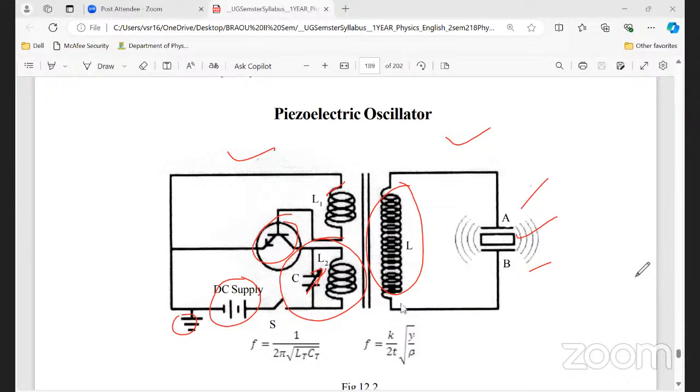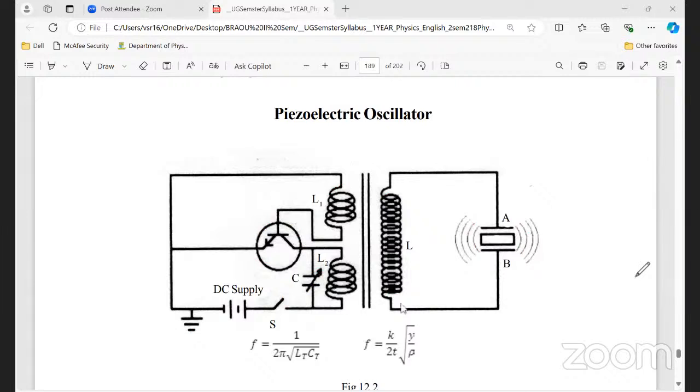These are the vibrations, and these are going to be resonating vibrations. That means you can easily identify whether the crystal is going to be elongated, meaning the length increases, or contracted, meaning the length decreases. In the case of resonance, it is going to produce ultrasonic sounds.